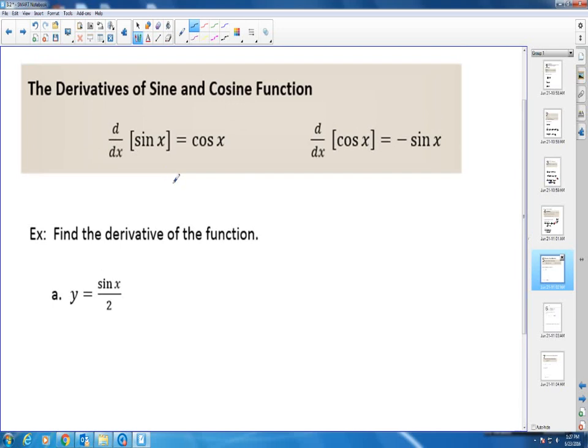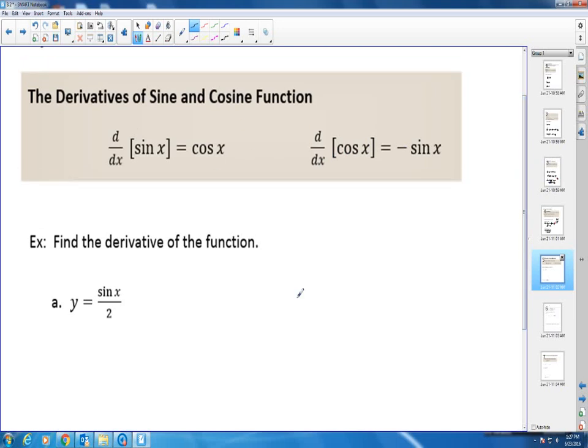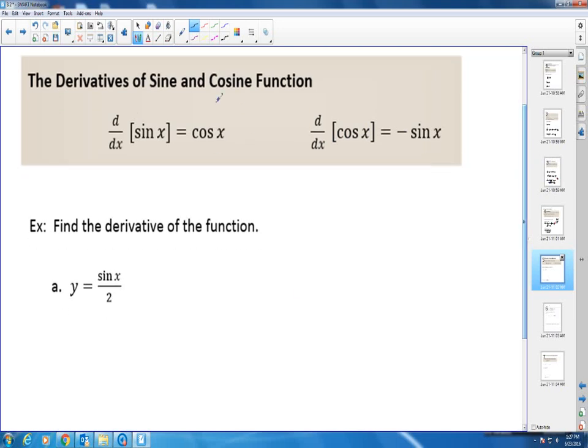What I'd like you to do is look at these two derivatives and check them with your formula sheet so you know what they are, because after a while it'll become a lot of stuff to memorize. That's why we have a formula sheet.